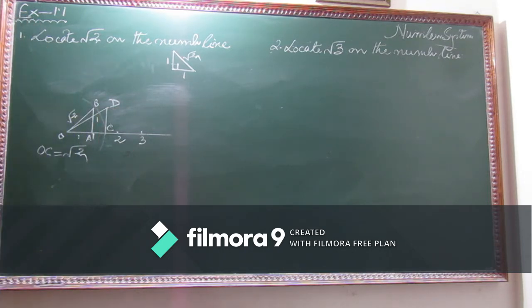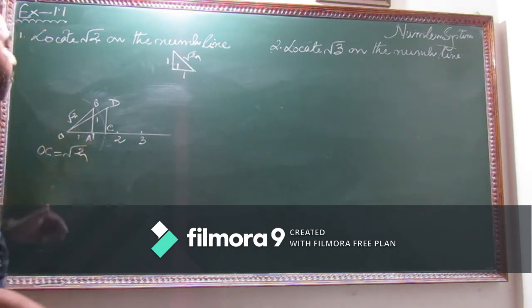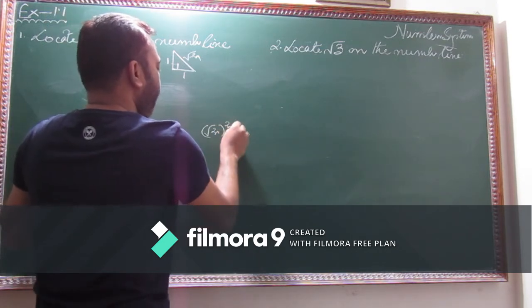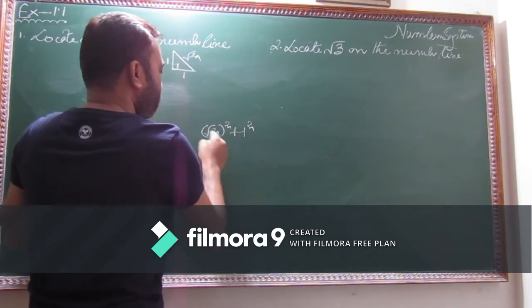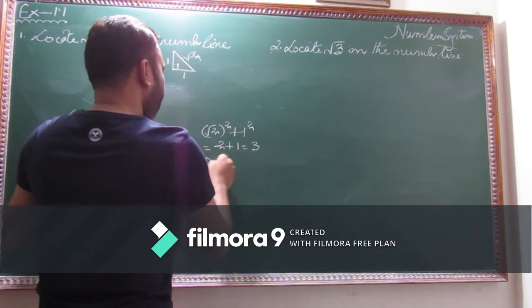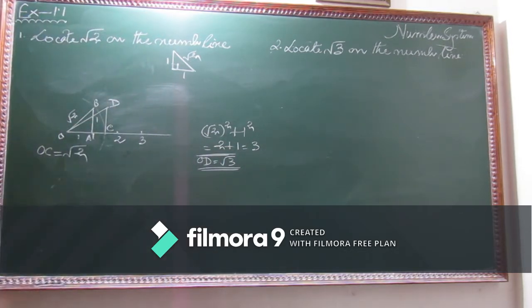Any problem? So what is OD? OD is the hypotenuse of the right triangle whose base is this and whose height is this. So if I need to find the value of OD, the base squared means root 2 whole squared plus 1 squared. So root 2 squared is 2, plus 1 is equal to 3. That means OD is equal to root 3. Done. So I got the value of OD, and OD is root 3. So I got the value of root 2 and root 3.